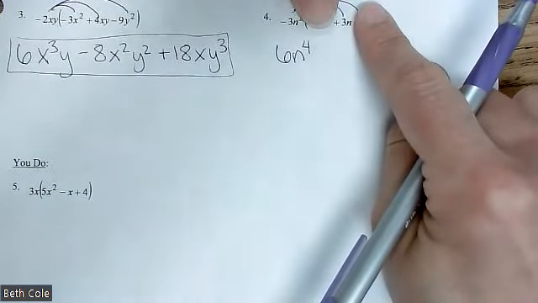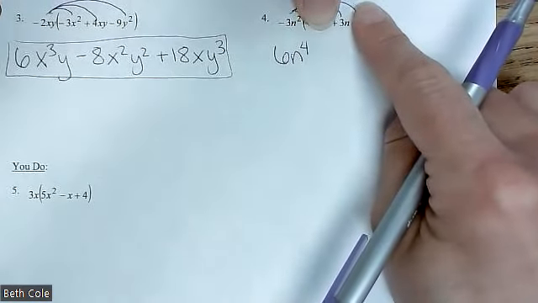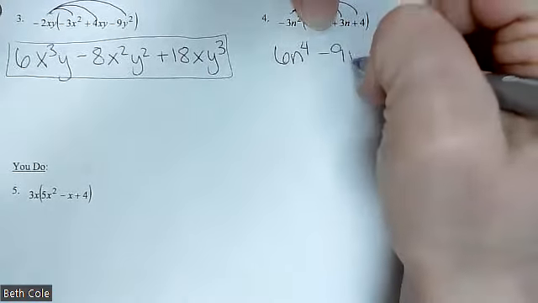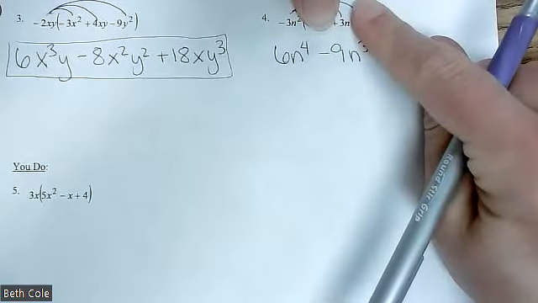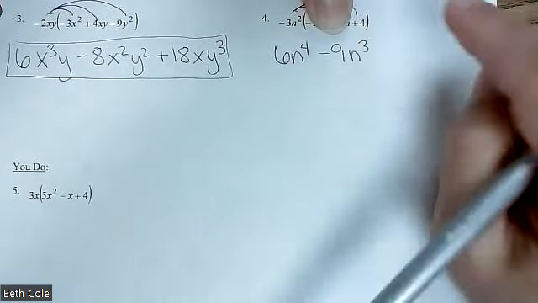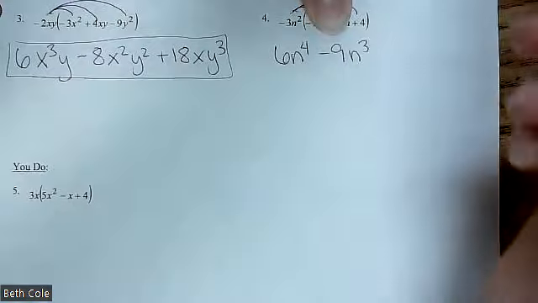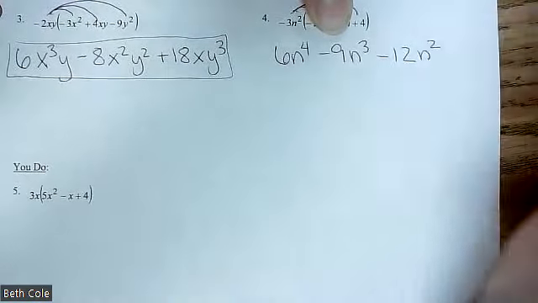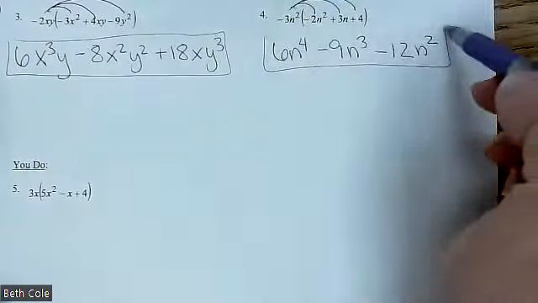All right, now look at the middle one. -3 times 3, maybe -9, and n to the third. Good, we're getting the hang of it. And then the last one, -3 times 4, -12, and then the n to the second is kind of just there.